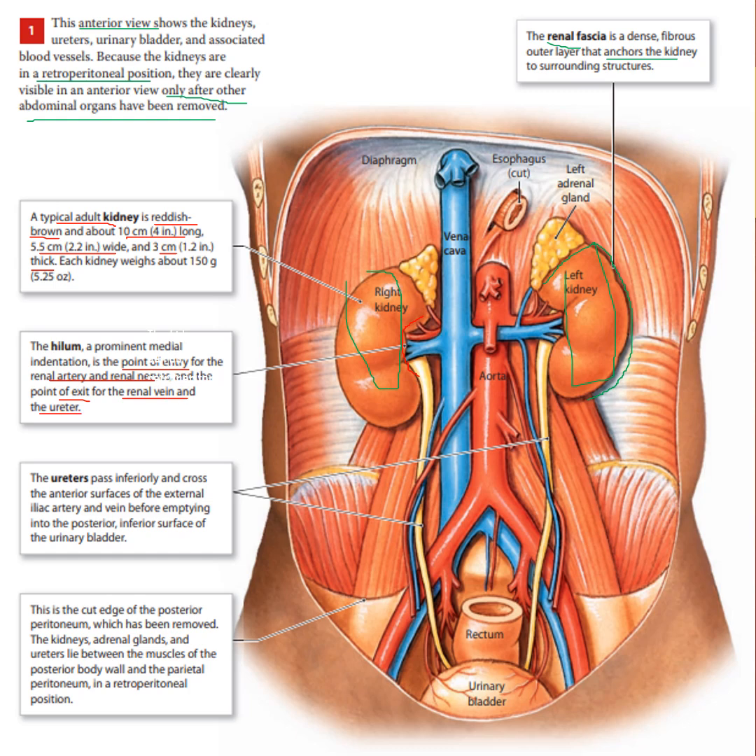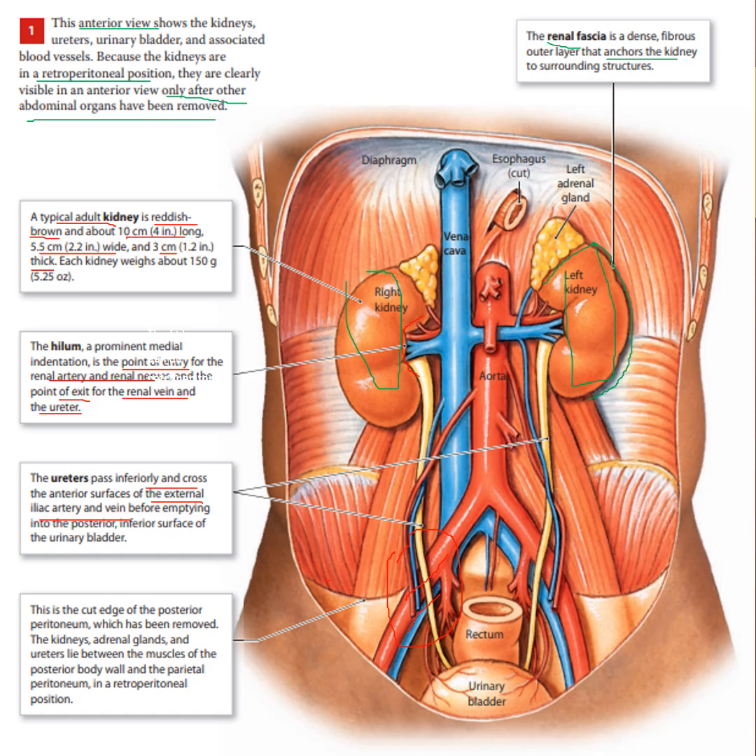The ureters pass inferiorly and cross the surface of the external iliac artery and the vein before emptying into the posterior inferior surface of the urinary bladder. As you can see in this image, the ureters pass anteriorly to the external iliac artery and the external iliac vein.